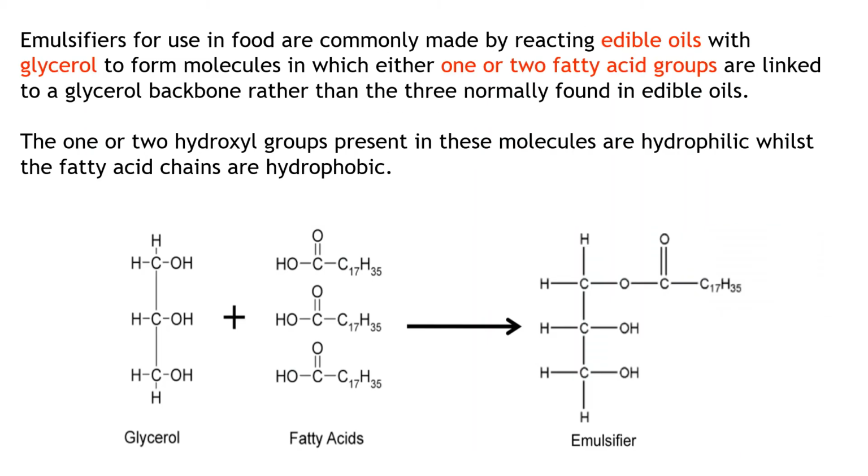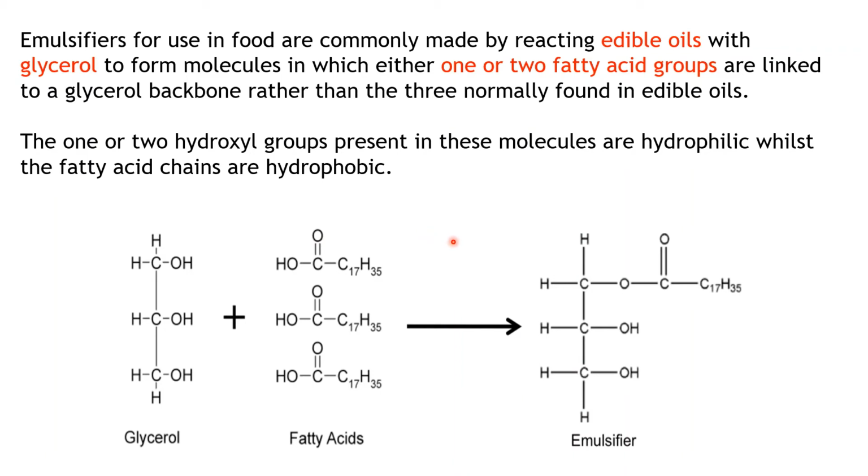Emulsifiers for use in food are commonly made by reacting edible oils such as glycerol to form molecules in which either one or two fatty acid groups are linked to a glycerol backbone, rather than the three normally found in edible oils. So if we take this glycerol molecule and we attach three fatty acids to it, we would get three ester links forming a fat or an oil.